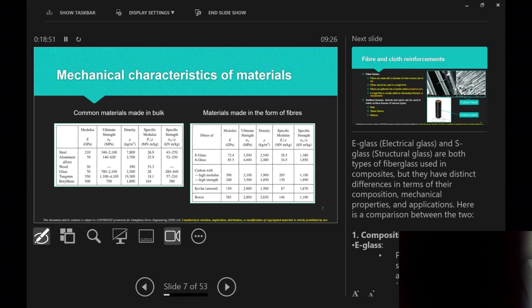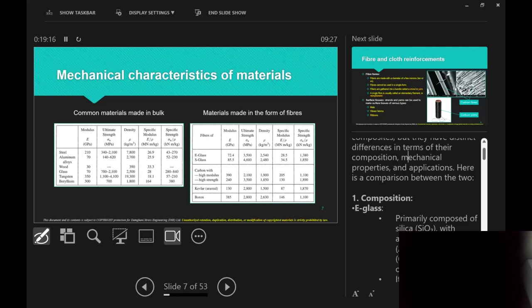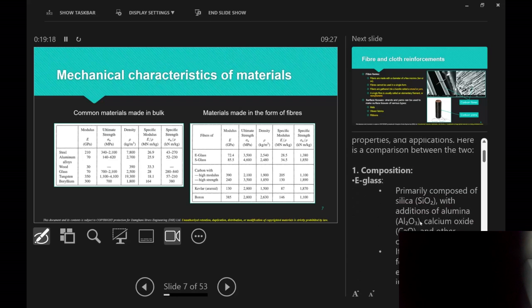There's also something that some people do ask: you've got E-glass and S-glass. What are the differences, you think? What's the difference between E-glass and S-glass? If you've done some composites in the past in your degree, what's E-glass or S-glass? Yeah, you can use your search or your laptops. I'll give you 2 minutes, and I would ask one of you to just tell me what's the difference between E-glass and S-glass.